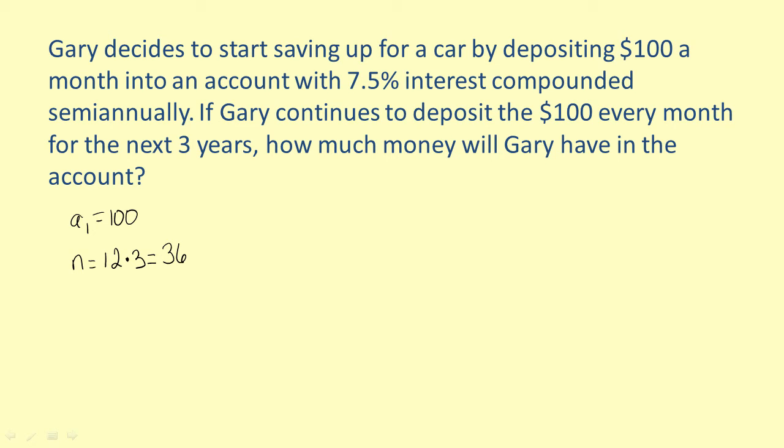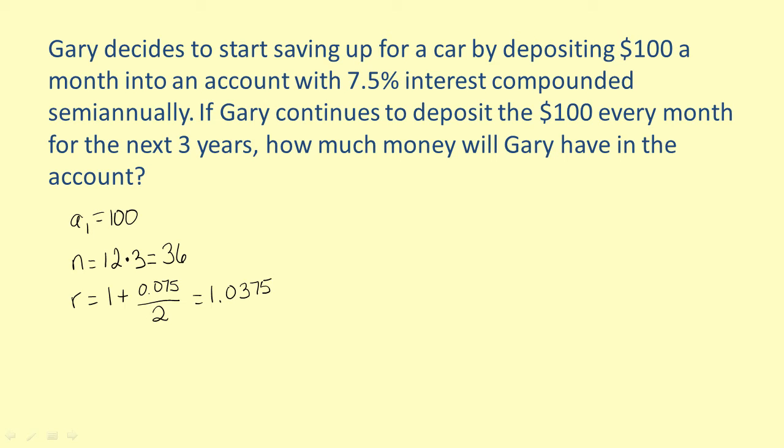Compounding semi-annually means compounding twice a year. So R equals 1 plus 0.075 divided by 2. Simplifying gives 1.0375. We now have all the values we need to calculate the value of the annuity.